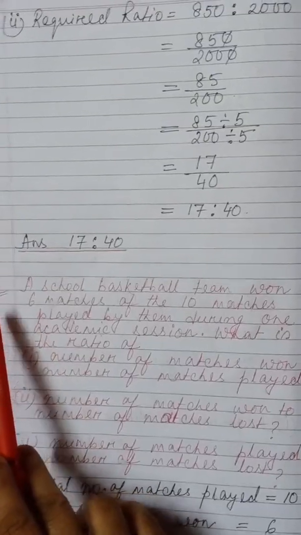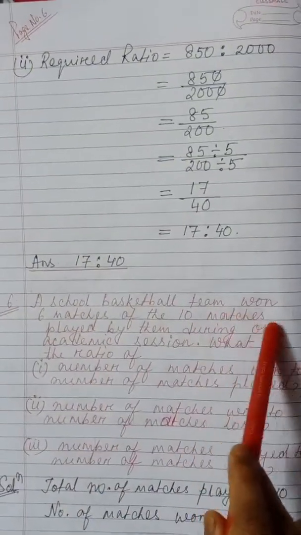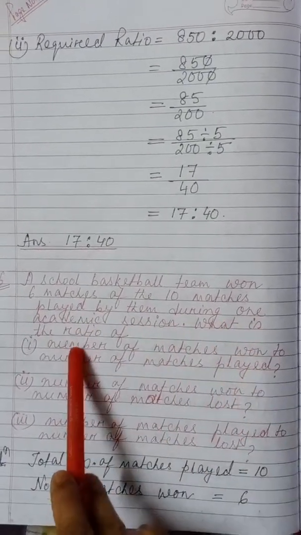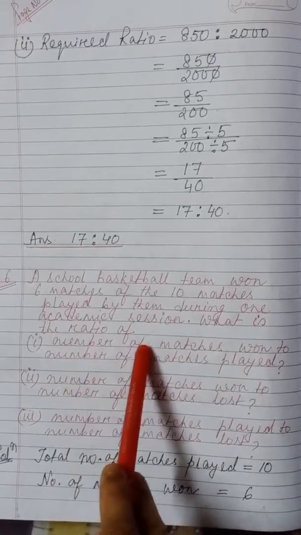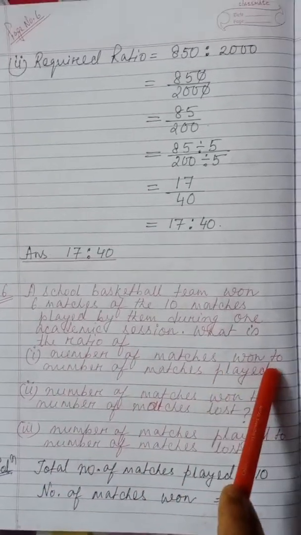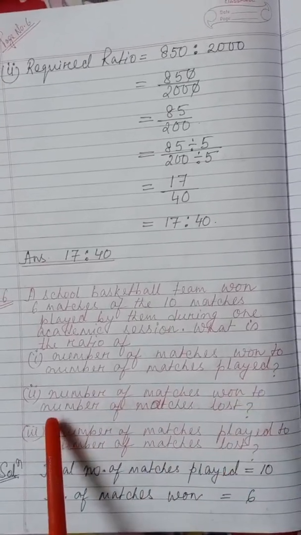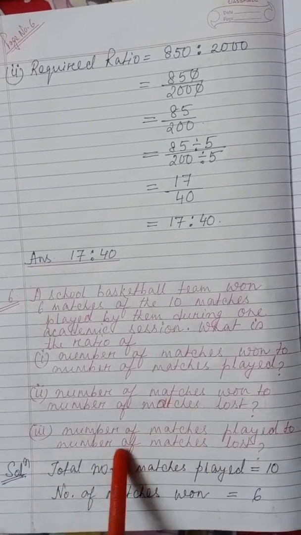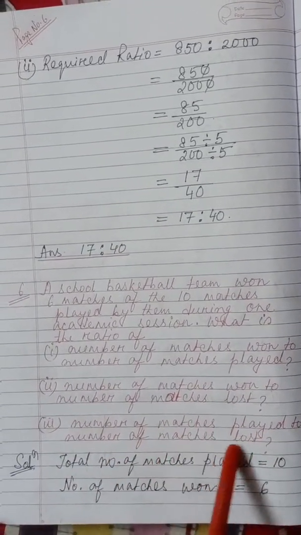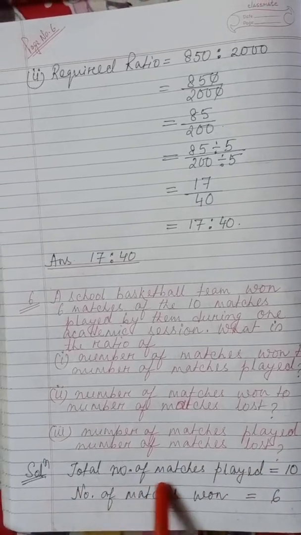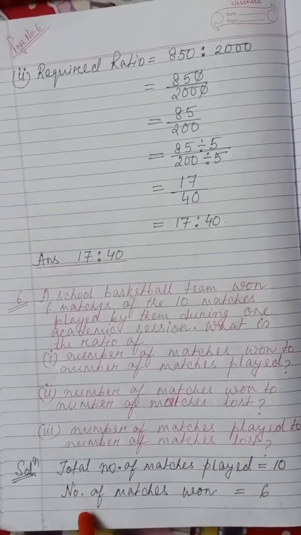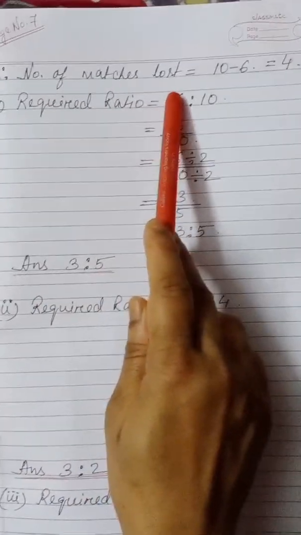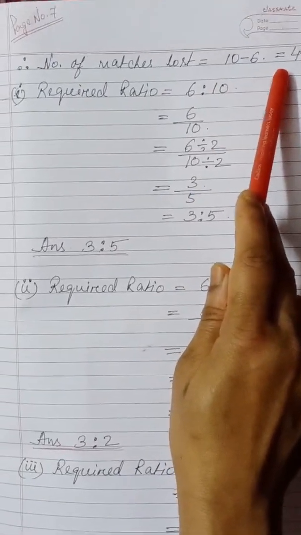Question number 6. A school basketball team owns 6 matches of the 10 matches played by them during one academic session. What is the ratio of number 1, number of matches owned to the number of matches played? Number 2, number of matches owned to the number of matches lost. Number 3, number of matches played to the number of matches lost. Solution. Total number of matches played is equal to 10. Number of matches owned is equal to 6. Therefore, the number of matches lost is equal to 10 minus 6 equal to 4.